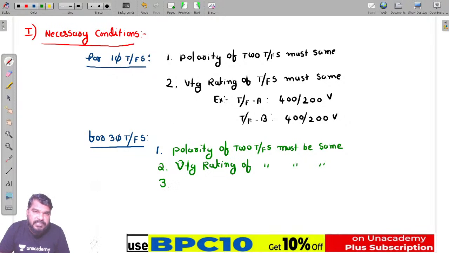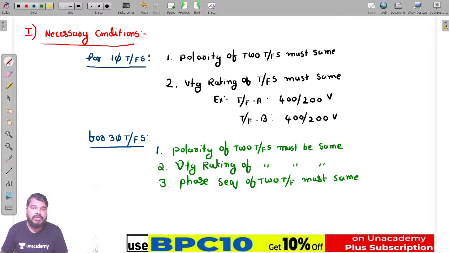The third one is the phase sequence. In addition to this, in the case of three phase transformers, the phase sequence of the two transformers must be the same. Both transformers should have the same positive phase sequence only, or negative phase sequence only. Generally we connect positive phase sequence, both ABC phase sequence.